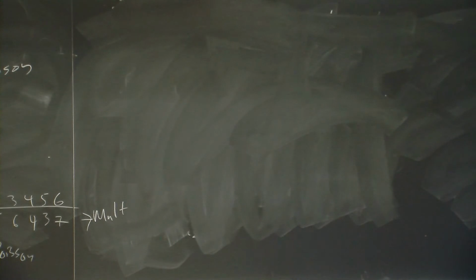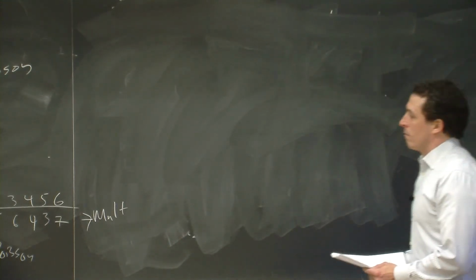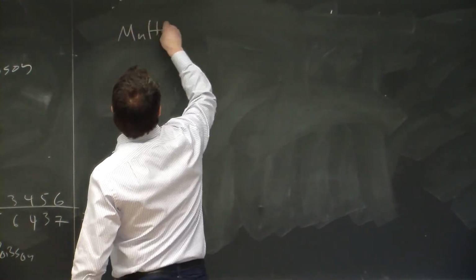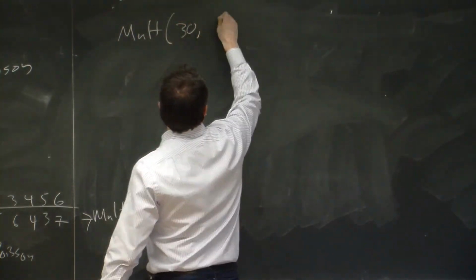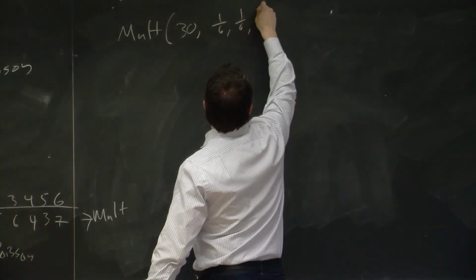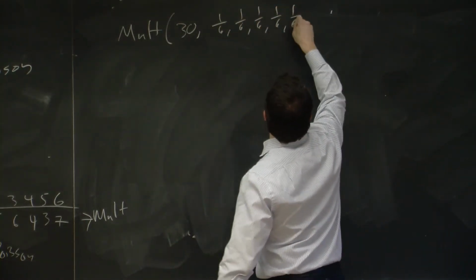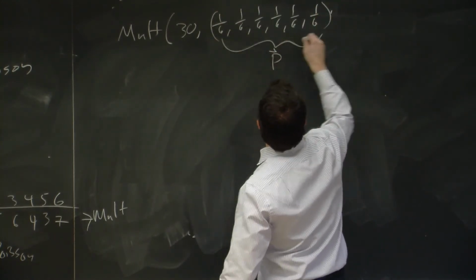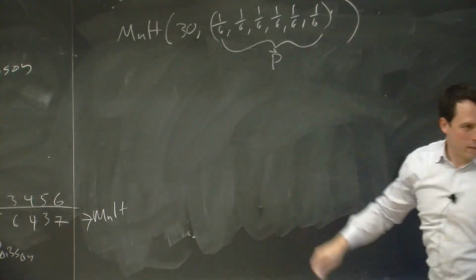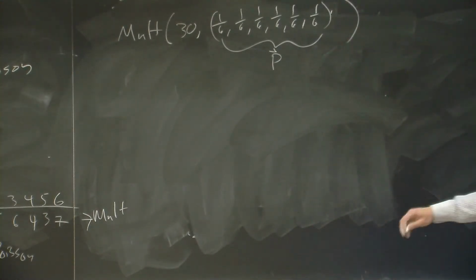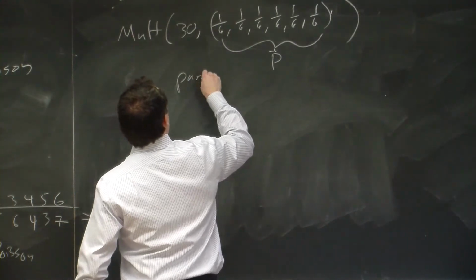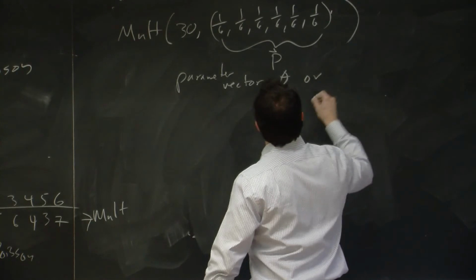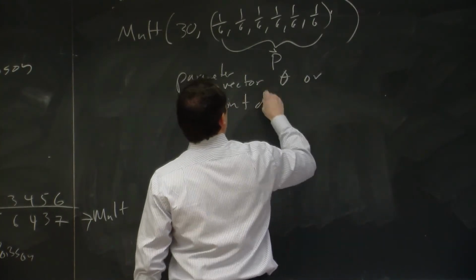Do you mean like it would be multinomial 30 and then 1/6 for each? Right, so okay, let's move right back down. This thing here is our parameter vector, or our joint distribution.